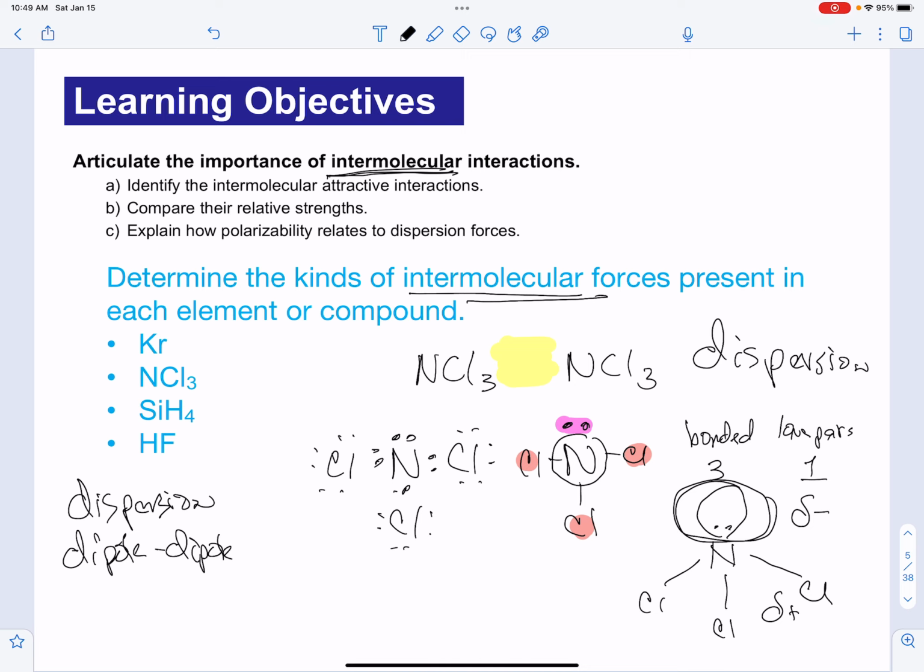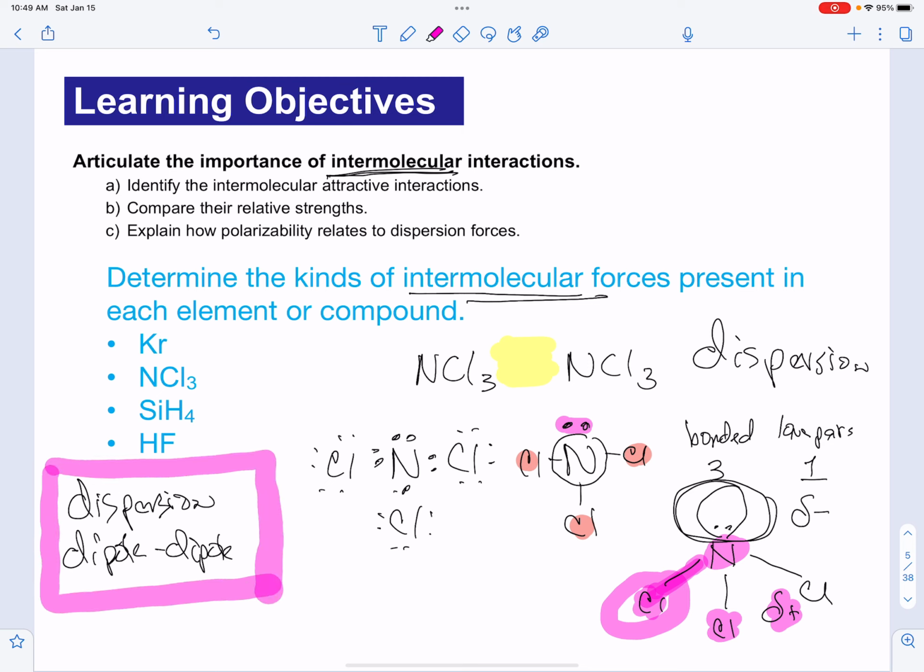In addition to that, it doesn't have any hydrogens, right? So there's not going to be any hydrogen bonding. Even though we have the nitrogen, there's no hydrogen there. So there's no hydrogen bonding, and you can stop there. So the only thing going for nitrogen trichloride is dispersion and dipole-dipole.